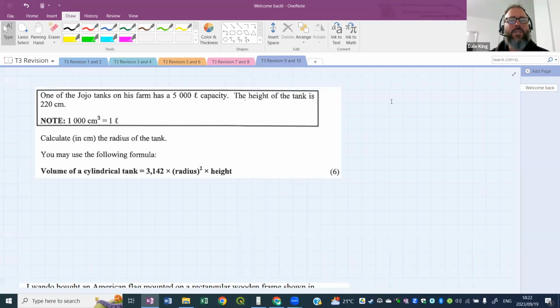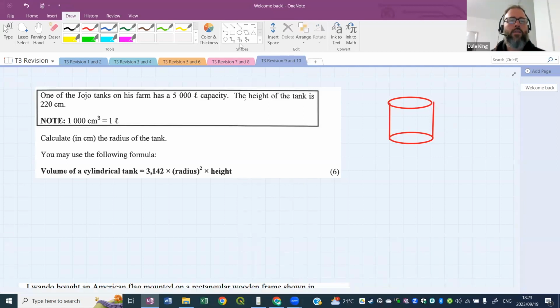Calculate in centimeters the radius of the tank. You may use the following formula. Now, let's do this. All right, let's draw us a little tank. So there's our tank.